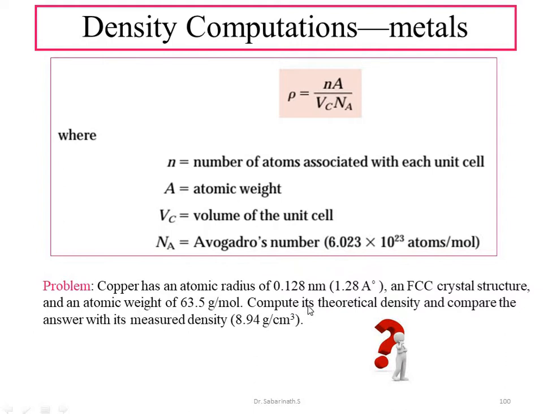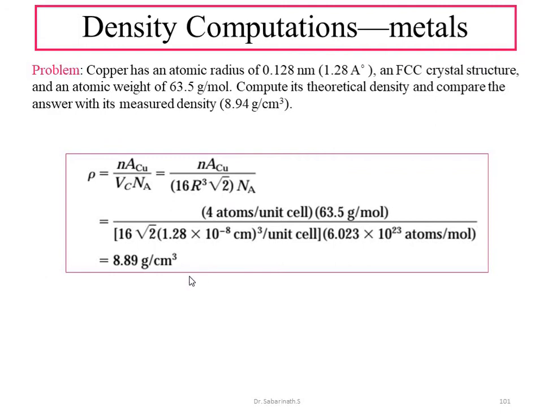We need to compute its theoretical density and compare the answer with the measured density. The measured density, taken from the experimental value, is 8.94 gram per centimeter cubed. We want to compute the theoretical density. So this is the solution for this one.